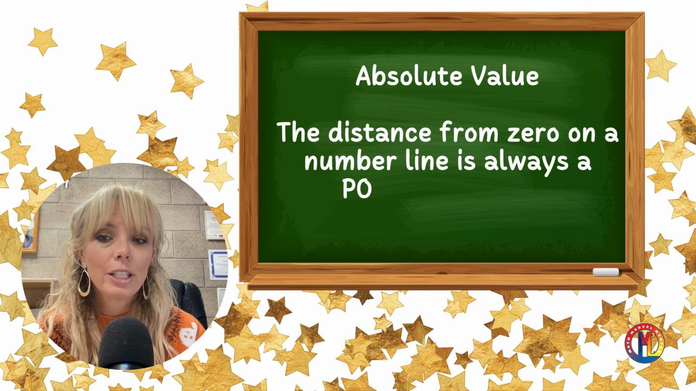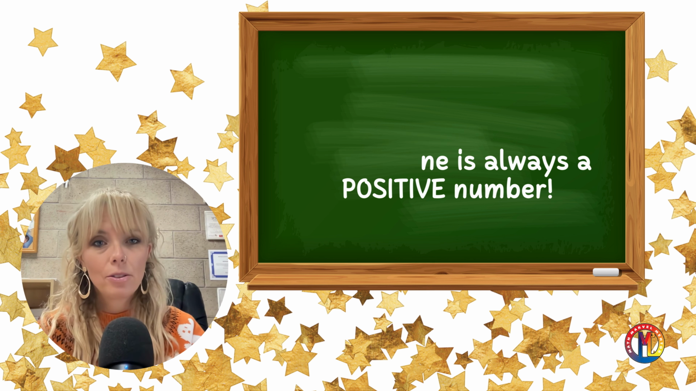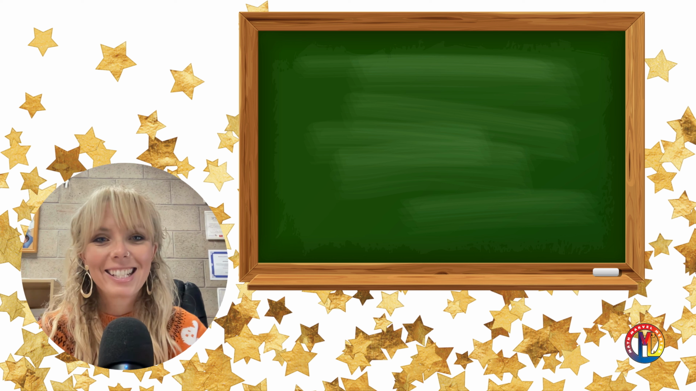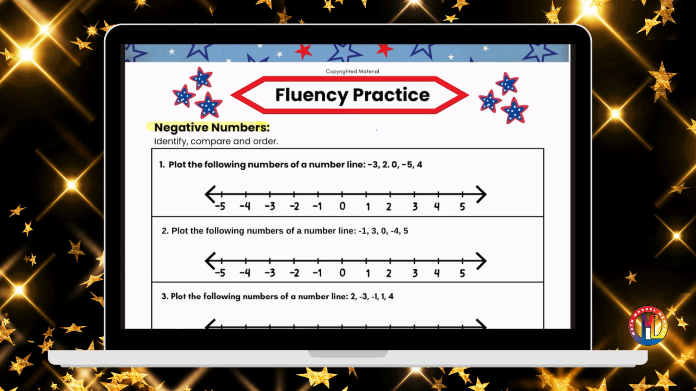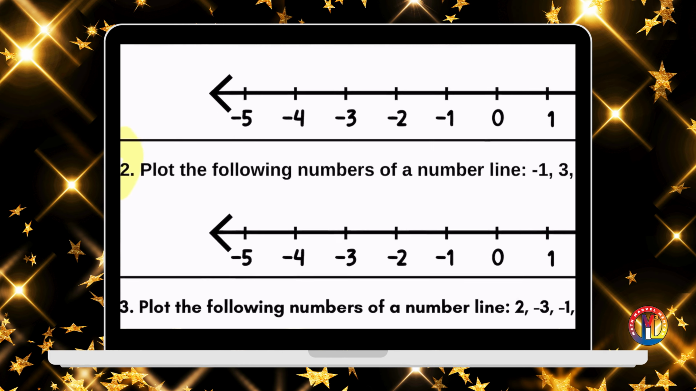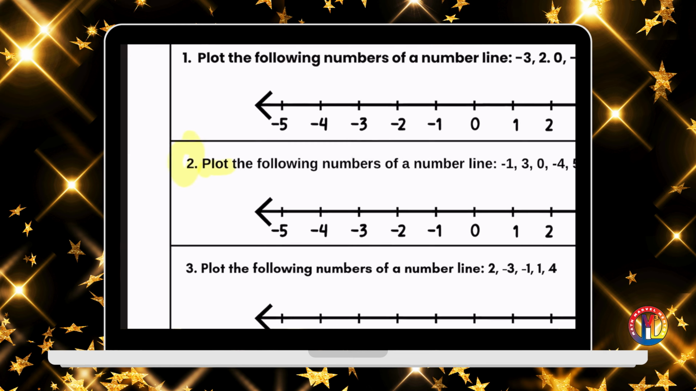And today we're going to make sense of these negative numbers and absolute value in a real world context. So let's get into it. All right, we're going to start by working with the negative numbers. We're going to identify, compare, and order them. So let's start here with number 2. We're going to plot the following numbers on the number line.